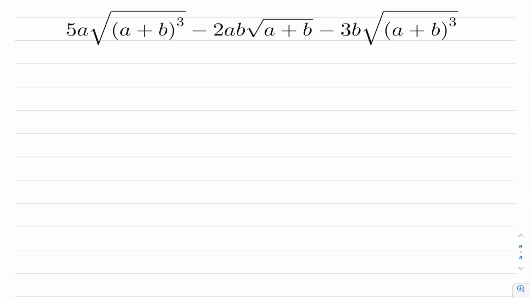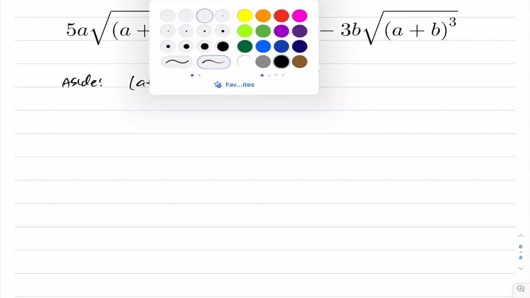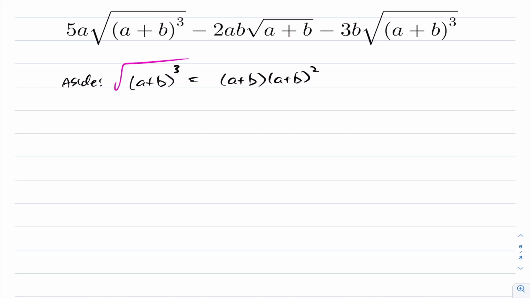So in the next and final example here, we want to go ahead and simplify this expression. Right away, you'll notice that in this example here, we have a common factor of the root of a plus b. And if you don't see that, notice that we can rewrite one of these expressions. So a plus b cubed can be written as a plus b times a plus b squared. And therefore, if we take the square root of both sides of these, you have this expression being equivalent.